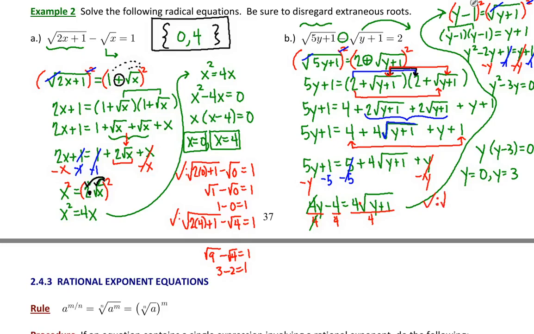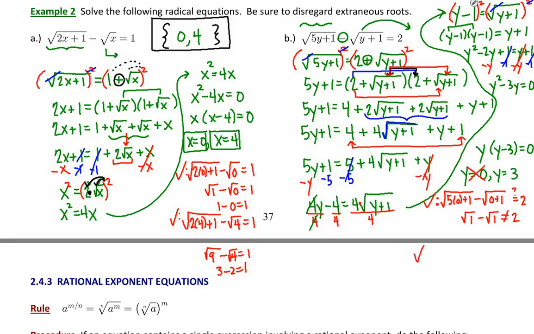So plugging 0 in for y, we have the square root of 5 times 0 plus 1 under the radical, minus the square root of 0 plus 1, and we want to find out, is that equal to 2? So our first radicand, 5 times 0 plus 1, is 1. Looks like we have the square root of 1 minus the square root of 1. That is not equal to 2. We would have 0 equal to 2. So y equals 0 is an extraneous solution.